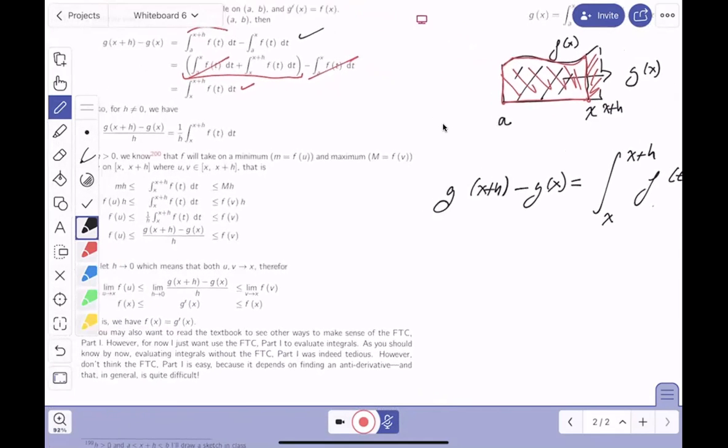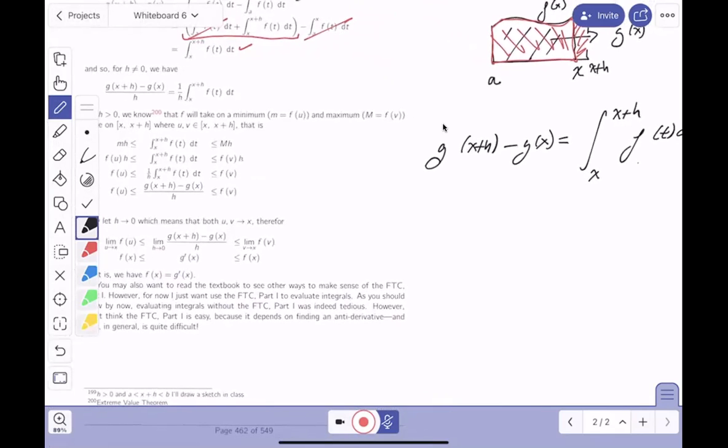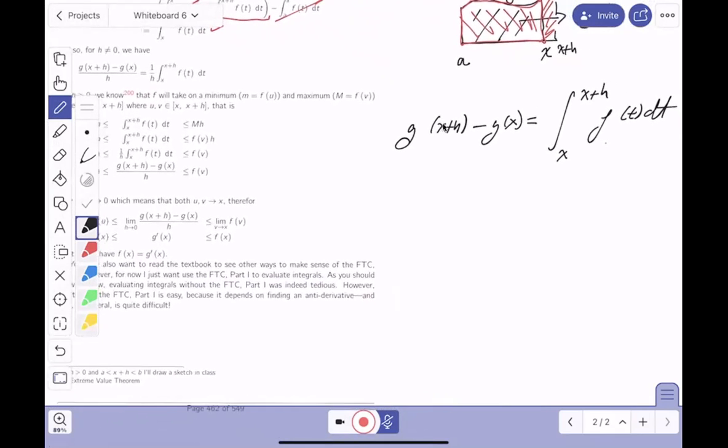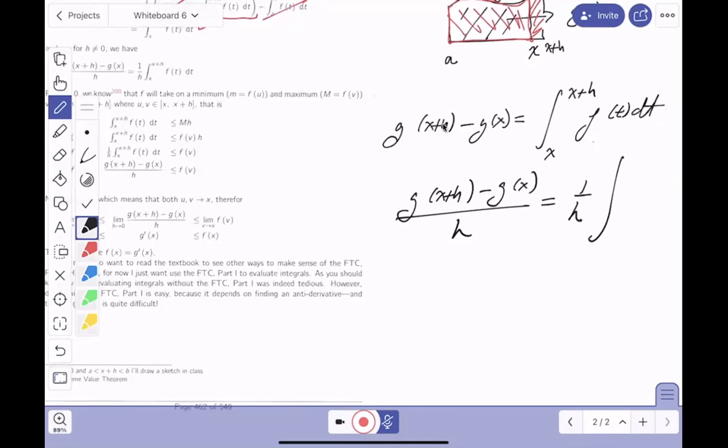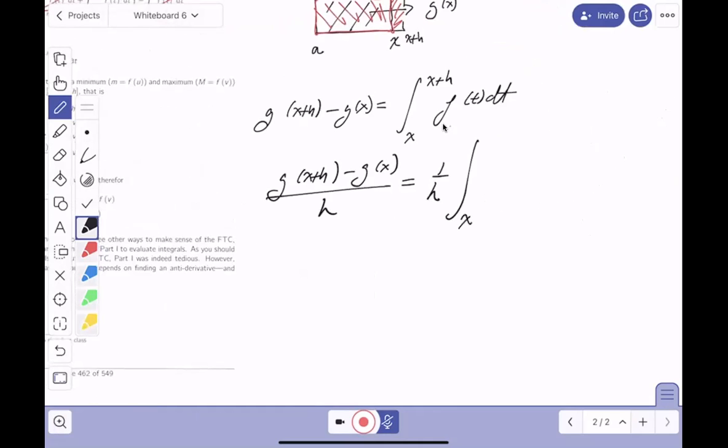Again, h is not zero. What am I going to do now? I'm going to divide both sides by h because I want to get the derivative. So let's write this down. G of x plus h minus g of x over h is 1 over h times the integral from x to x plus h of f of t dt.